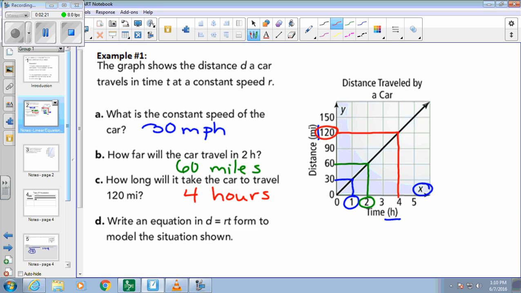For part D, it says write an equation in d equals rt form to model this situation. Remember, d stands for distance, r stands for the rate, t stands for the time. So if I know that the rate is 30 miles an hour from part A, I can just substitute in here d and then substitute 30 in place of the r and have the time there. Now we'll go on to example number 2.